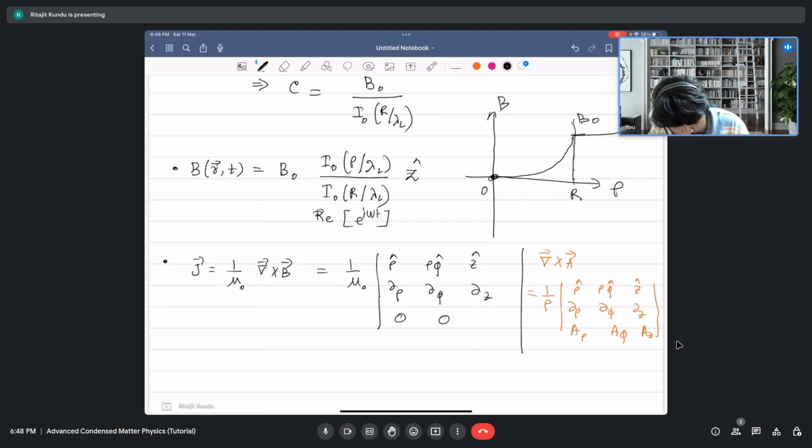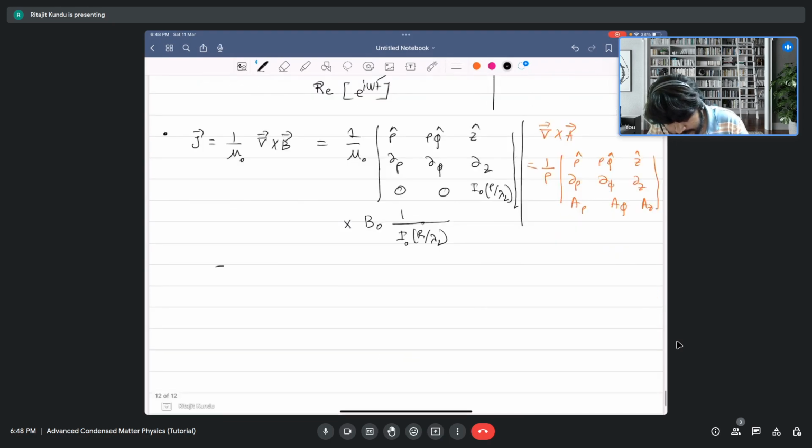So 0, 0, and for this part we have the I0 function of rho by lambda L. There are some other things, so let me write it properly. The other things are B0 over I0 of R by lambda L. Here we see that, so this is interesting, for the rho cap term this is 0.